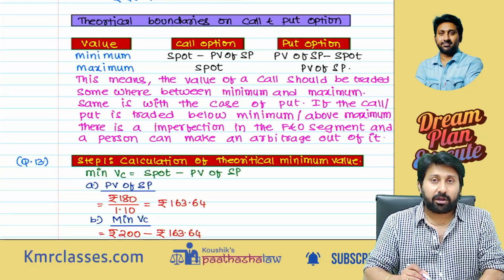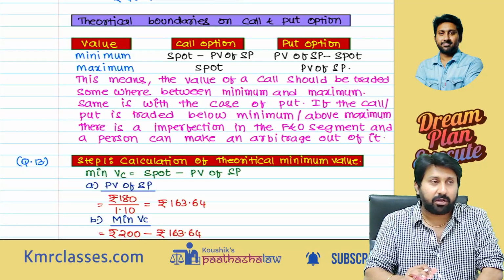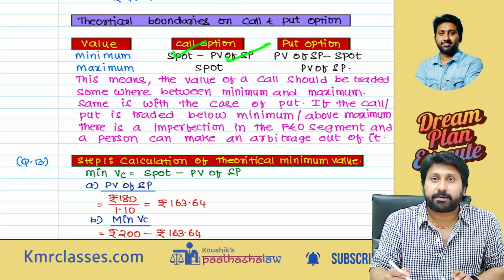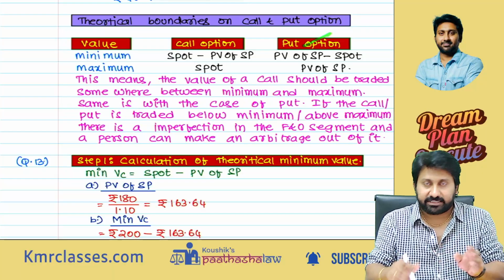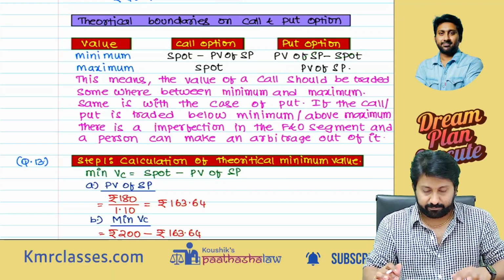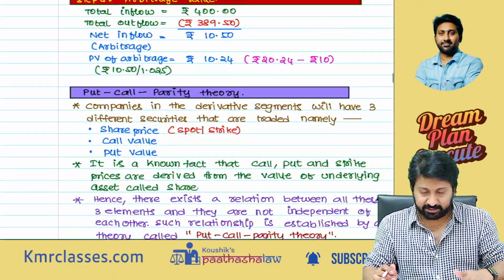Minimum value of a call, also called the value of a call, equals spot minus present value of strike price. Spot minus present value of strike price. Put option is the reverse: present value of strike price minus spot.